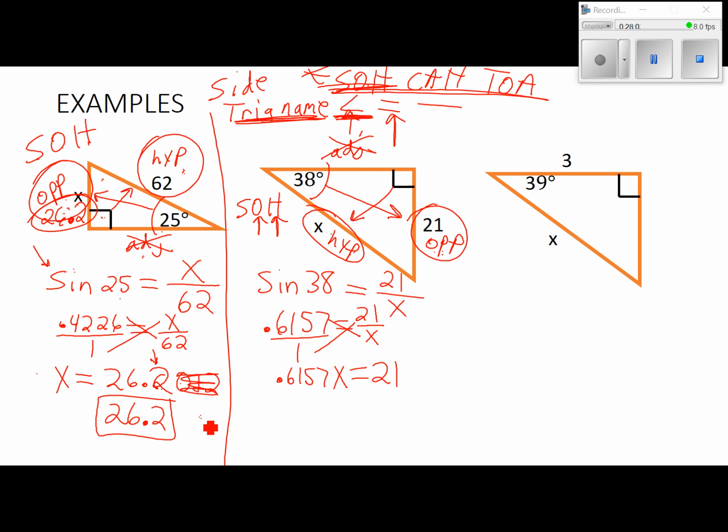Now this one, unlike the first one, has an extra step. x isn't by itself, so we've got to divide both sides by 0.6157. These cancel out. You're left with just x on that side. What you need to remember is every time you divide a number by something less than 1, your number should get bigger. So when we divide this, our answer should be bigger than 21. 21 divided by 0.6157, and I end up with about 34.1.